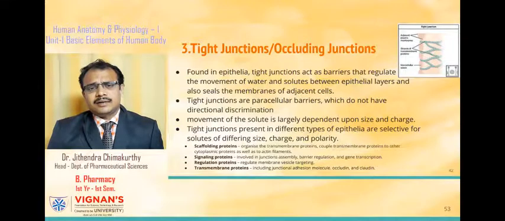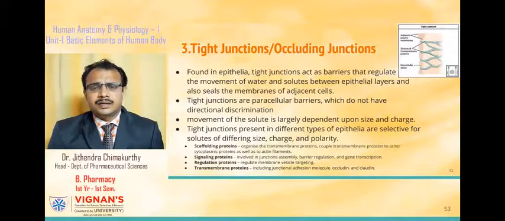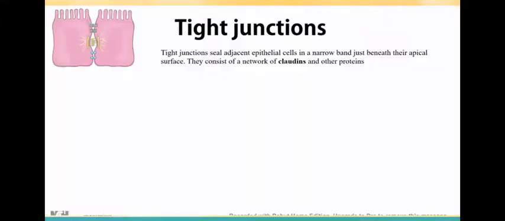There are various proteins involved in the formation of these tight junctions, which can be broadly classified into scaffolding proteins, signaling proteins, regulation proteins and transmembrane proteins. First, let's talk about the tight junction. The tight junction seals adjacent epithelial cells in a narrow band, and it seals so tightly that even water molecules cannot pass through.